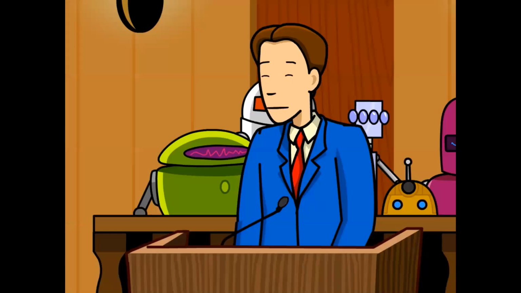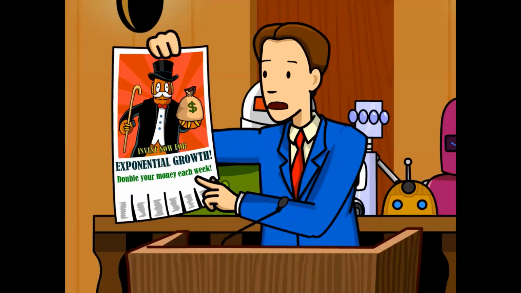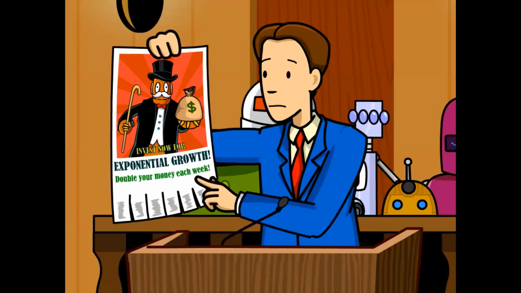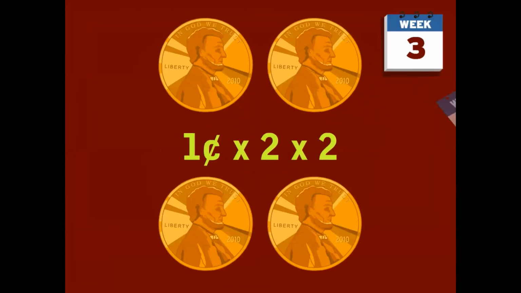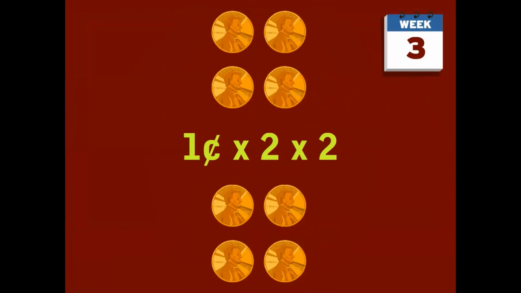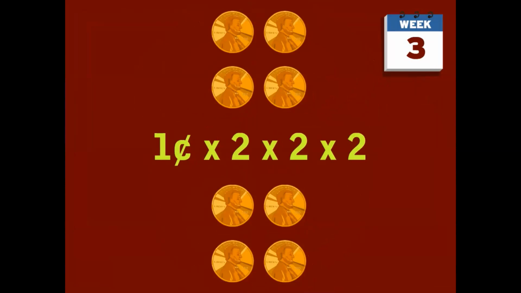I'm getting to the point, Your Honor, I promise. Moby's ad said my money would double each week. So I invested 1 cent of my hard-earned cash. After 1 week, the penny should double or get multiplied by 2. After 2 weeks, that amount should double. After 3 weeks, it should double again, so 2 times 2 times 2.